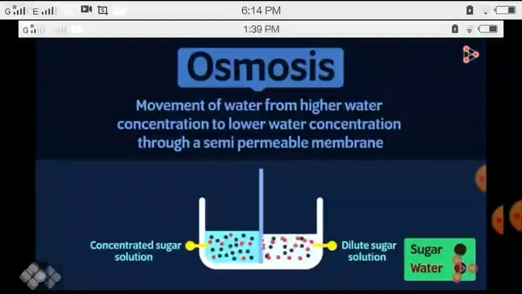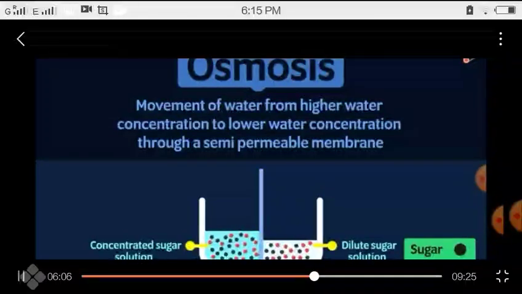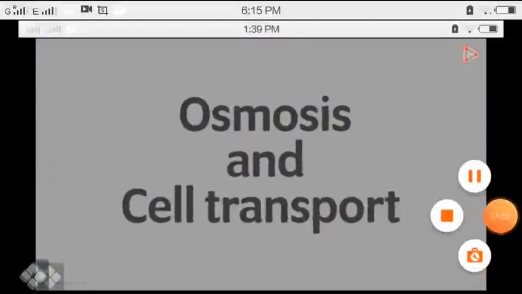So after some time, we see water molecules moving from this side of the partition to this side. And how long will this movement take place? It will occur till the concentration of water is balanced, that is, equalized on both the sides. This is nothing but osmosis. Let's learn some more interesting concepts about osmosis and cell transport.